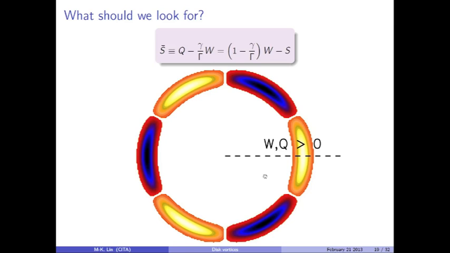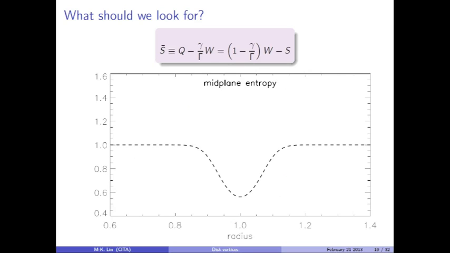Next thing I need to figure out is what is the sign of the entropy perturbation associated with this overdense blob here. And I'm going to go to the midplane now. And in the midplane, because I'm considering a density bump, that means I'm considering an entropy dip. So we have an entropy dip here at the bump radius.